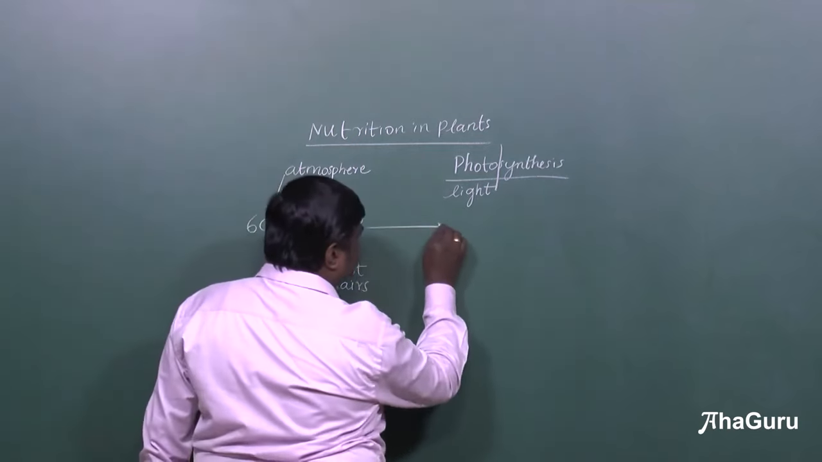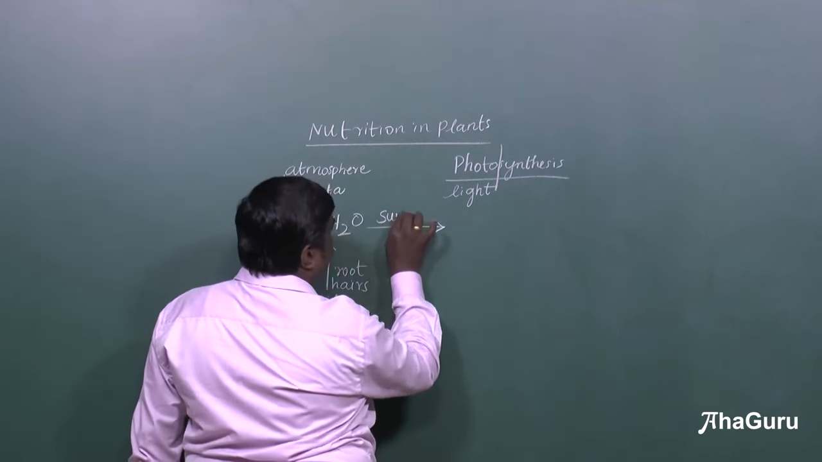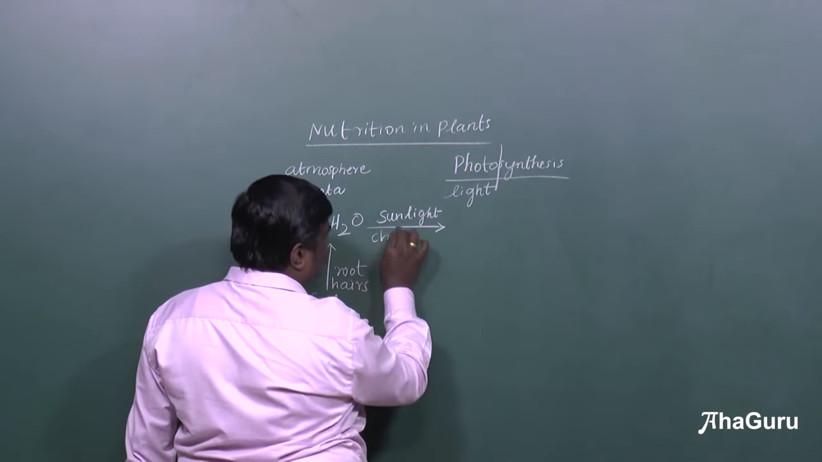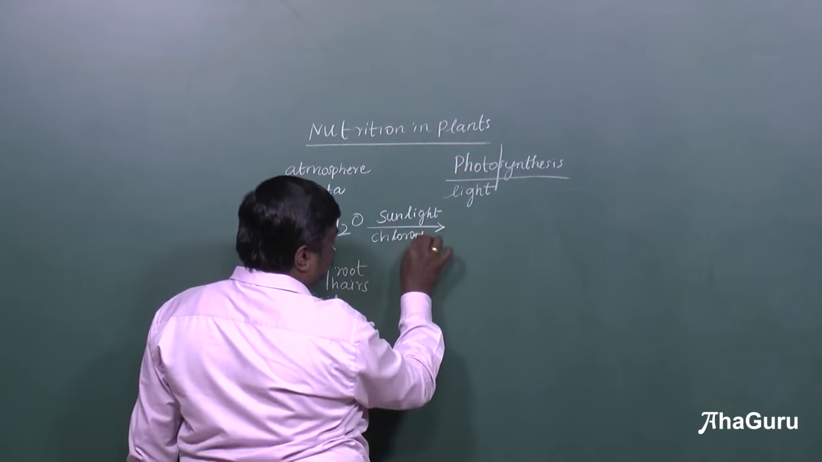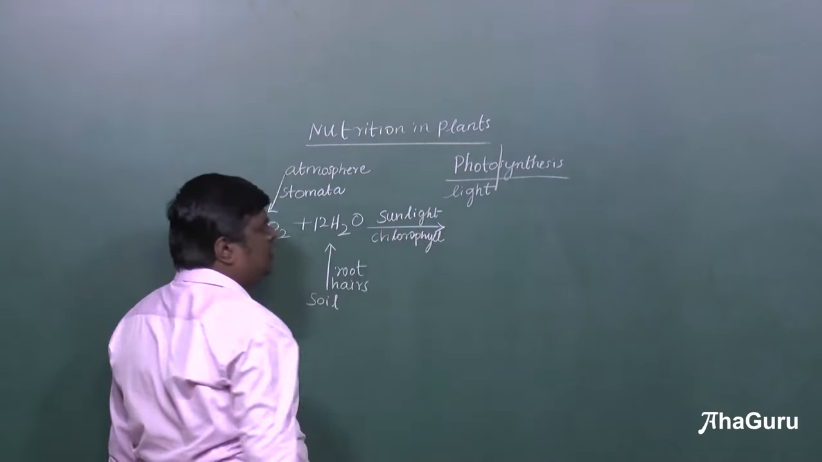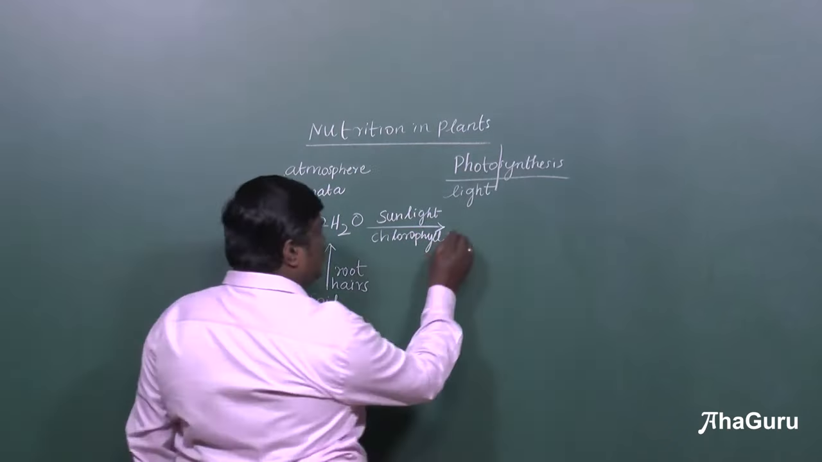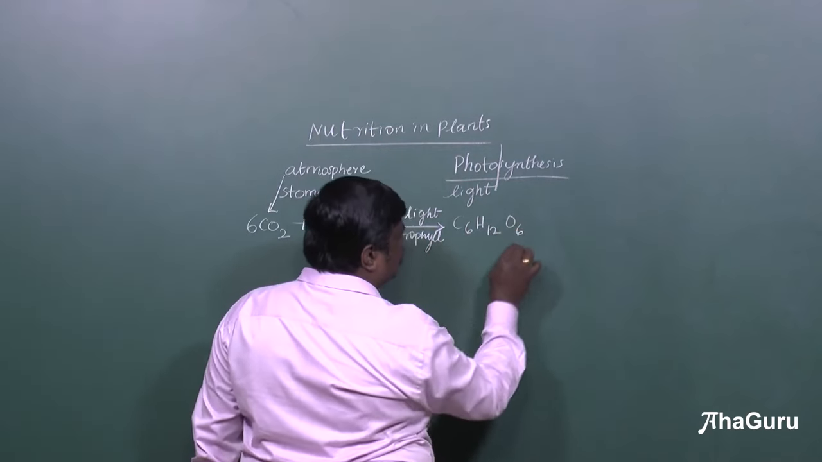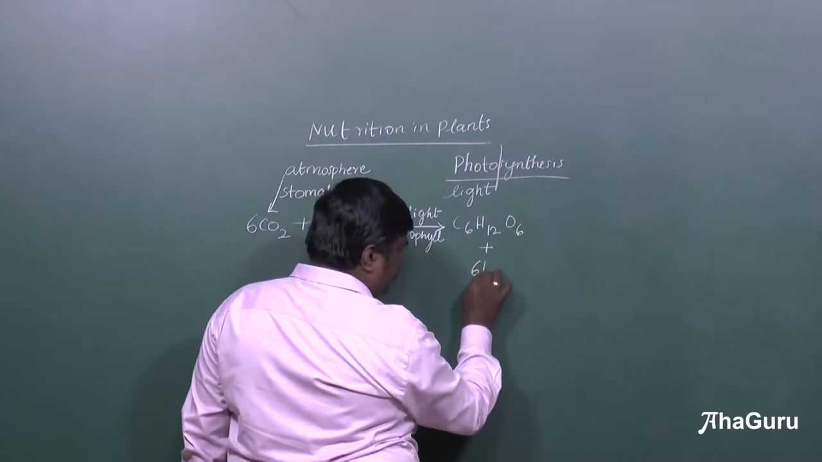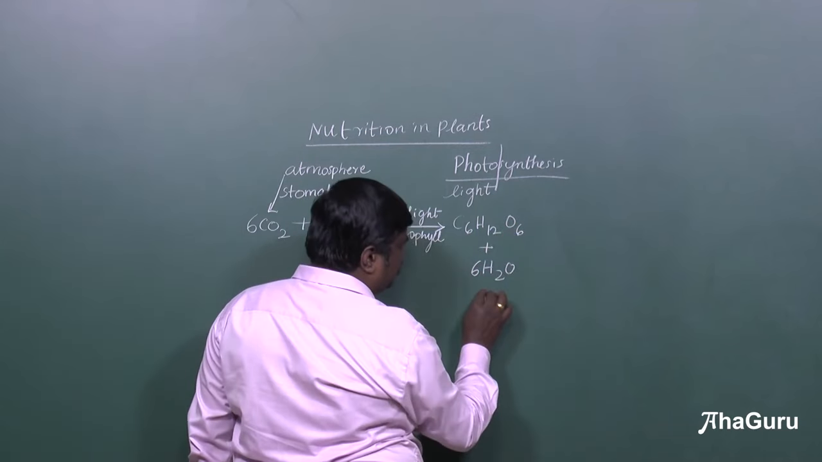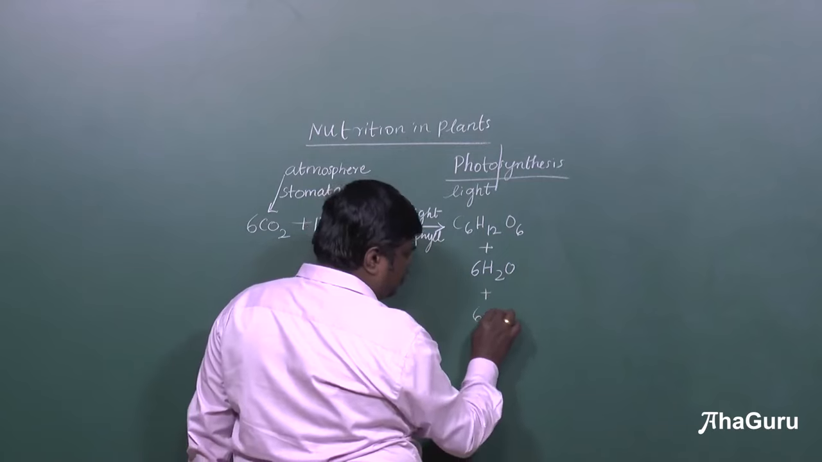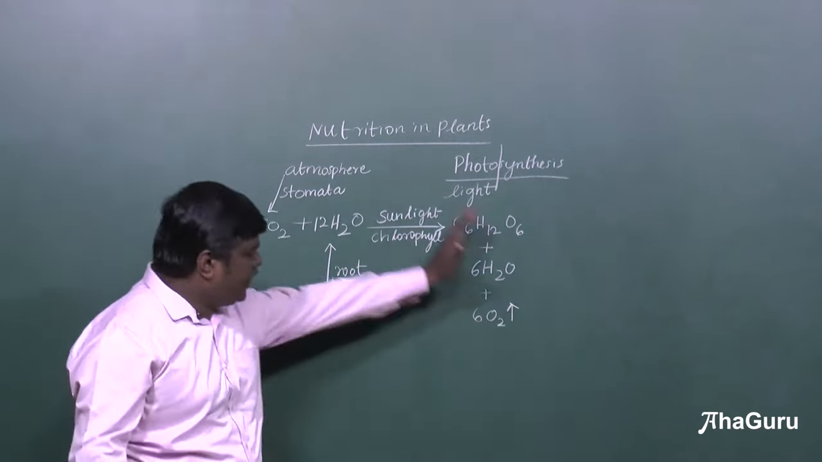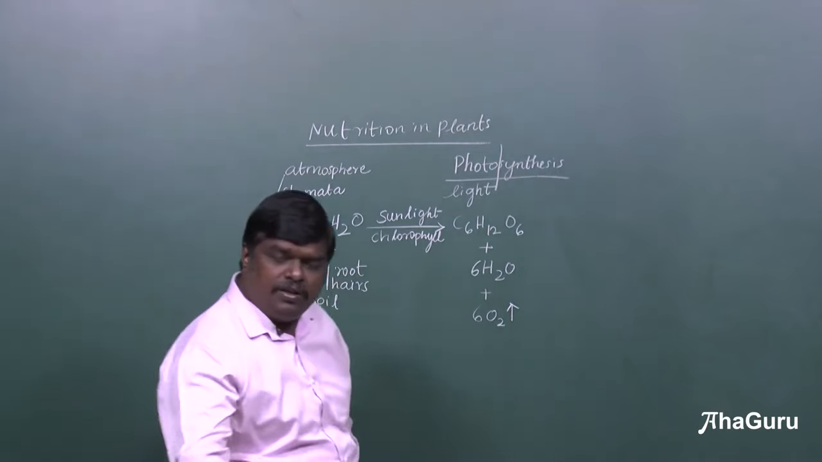In the presence of sunlight and chlorophyll, the plant produces C6H12O6, the glucose molecule. During this process, 6 molecules of water plus 6 molecules of oxygen are liberated. So you can see the overall reaction of the photosynthesis process.